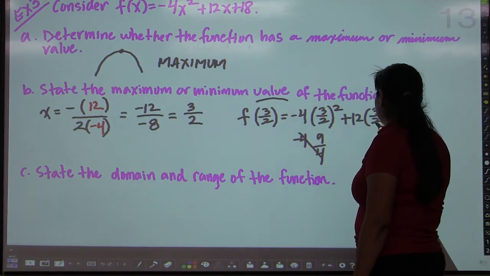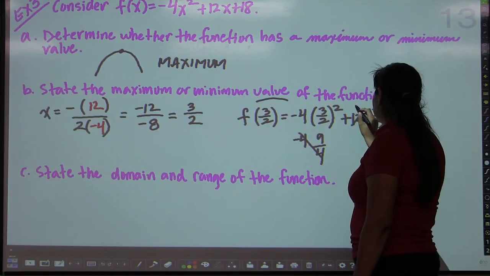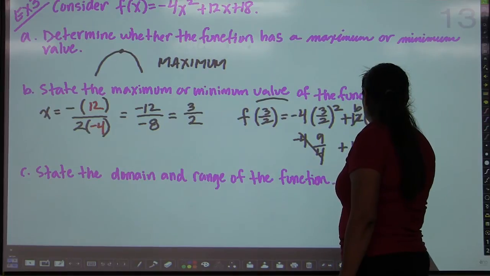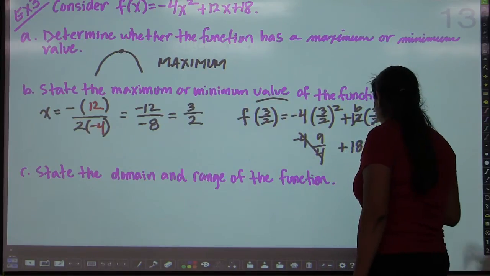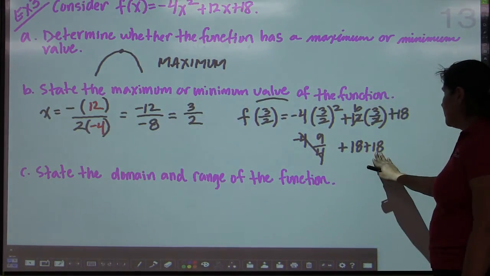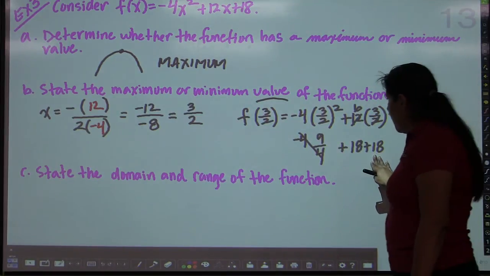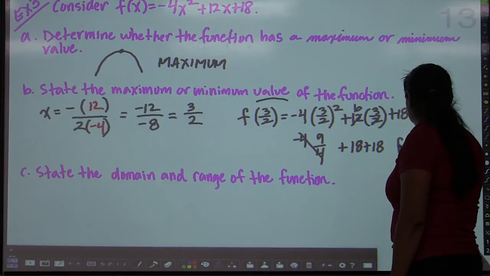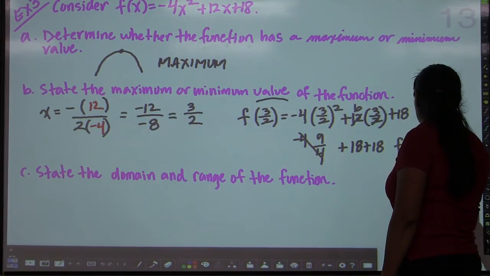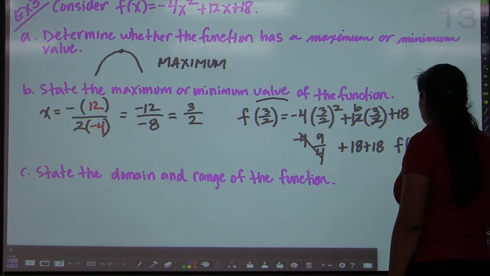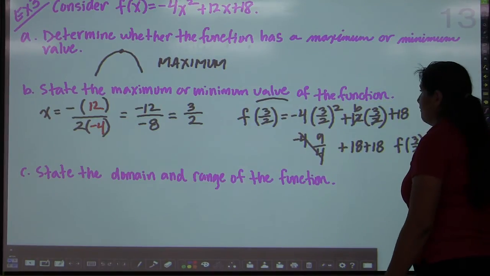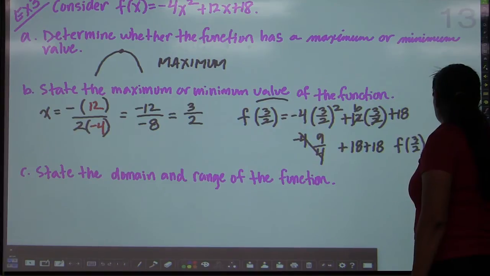And then here, 12 divided by 2 is going to be a 6. And 6 times 3 is 18, and then plus another 18. So that's going to be 18 plus 18 is going to give us 36, and then 36 minus 9 is going to give us f of 3 halves equal to 27. So the actual maximum value of the function is 27.